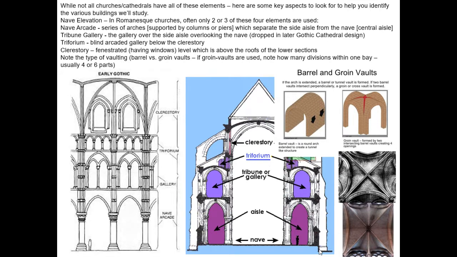The gallery would be a second story that people could actually stand in and look through the openings down into the nave. A decorative area that looks like repeated columns against a blank wall is the triforium, and then the area where the windows are is the clerestory.